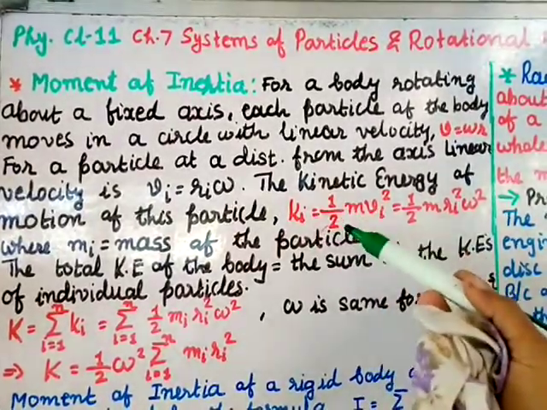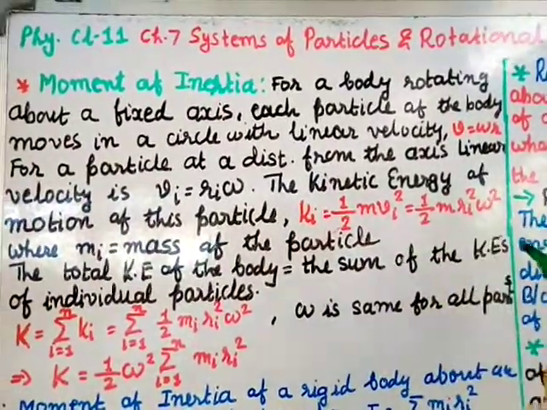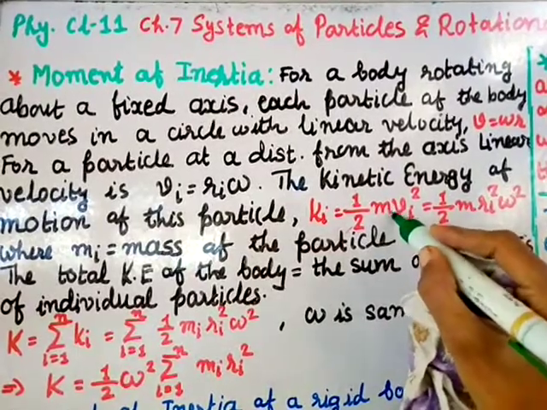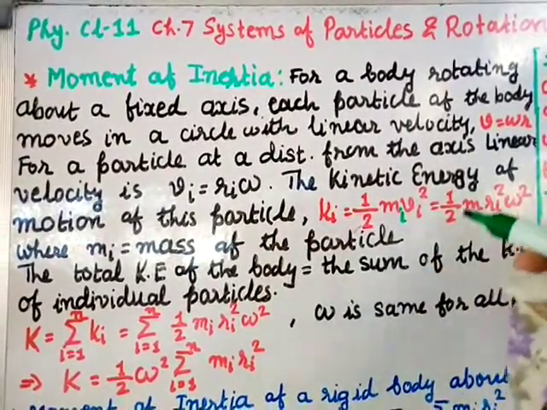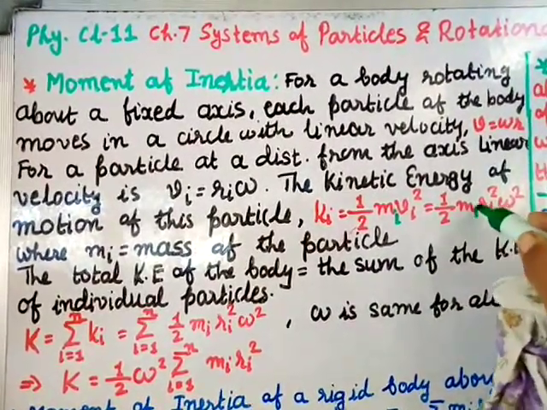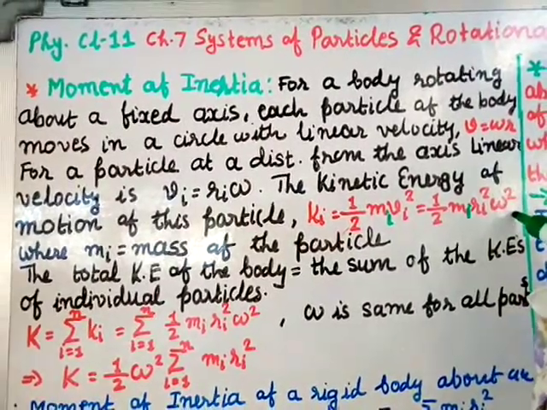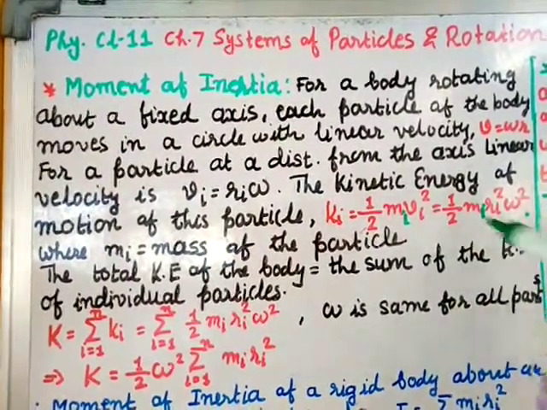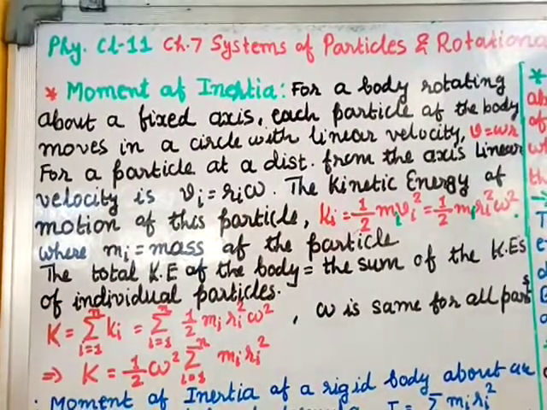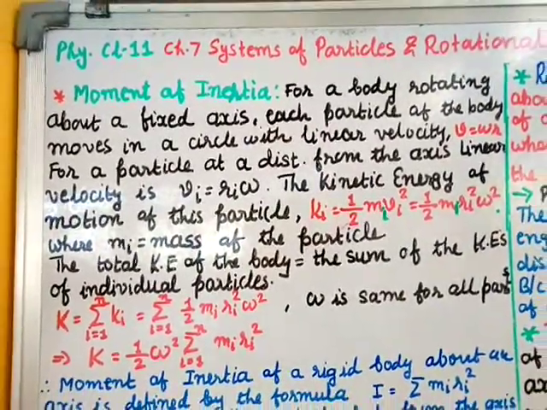ki is equal to 1 by 2 m, and since it is the ith particle, you can write mi vi square, which is equal to 1 by 2 mi ri square omega square. So we have to do the sum total of all these kinetic energies. Then you will get the total kinetic energy of the body.